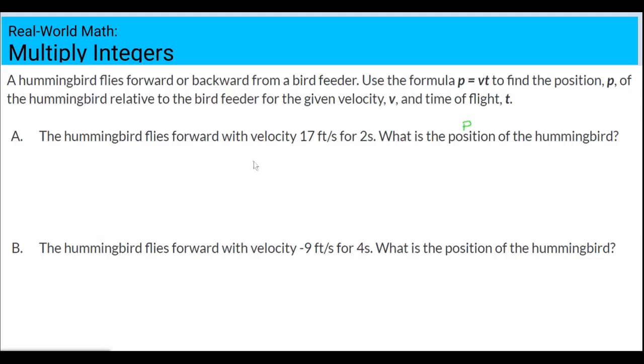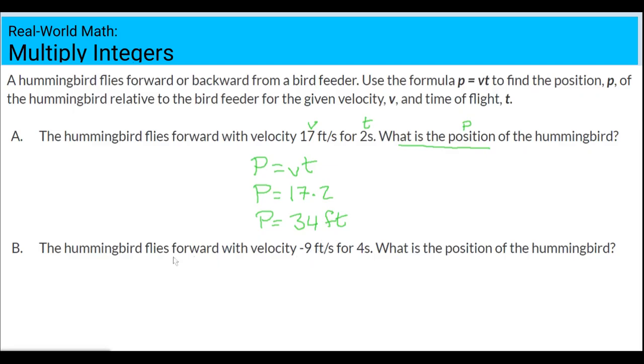How'd you do? All right. So I need that formula, P equals VT. It says, what is the position? I want to know what P is. So we need to know the velocity and the time. Okay, the velocity is 17 and the time is 2 seconds. So I can multiply them. When two letters or variables are next to each other like that, that means multiplication. 17 times 2. So its position would be 34 feet. Okay, 34 feet. Right, this means it's 34 feet ahead of the bird feeder.